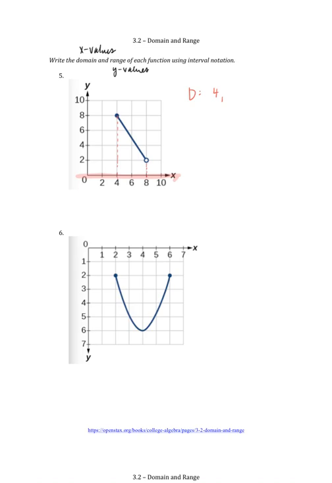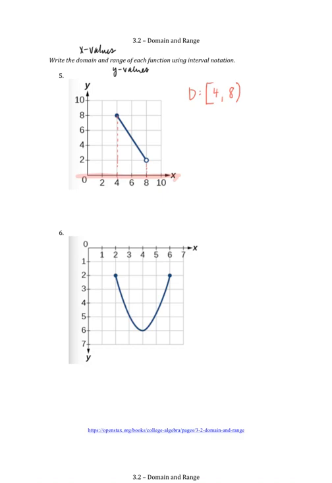I was trying to write an infinity. Let's try that again. 4 to 8. Okay, now you have to remember if you need to use a bracket or parentheses. So remember, the closed circle is the same as a bracket, so we're going to use a bracket. And the open circle means that point is not included, so we're going to use a parentheses.